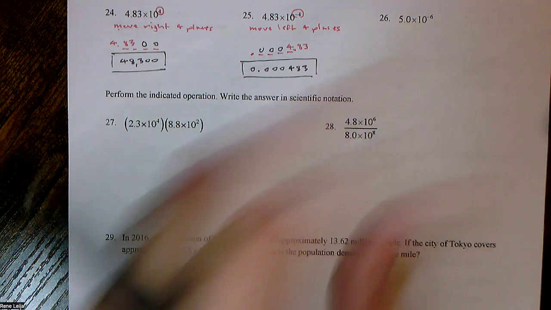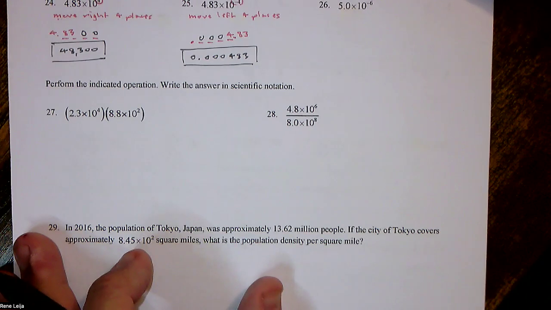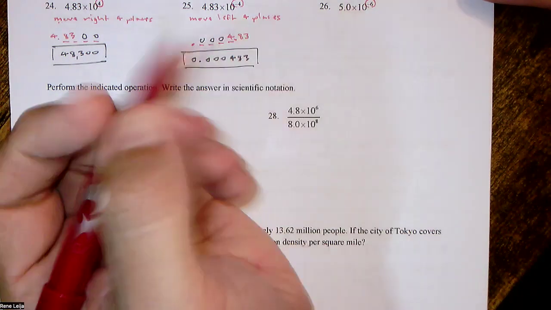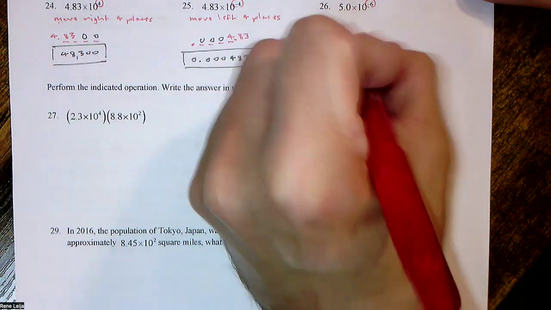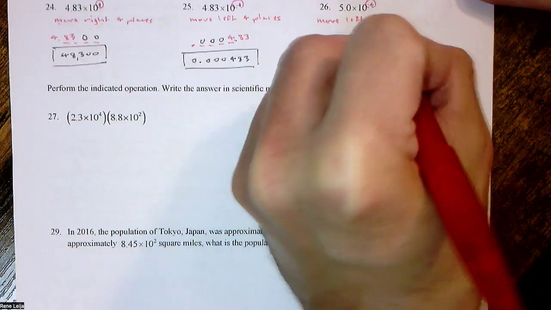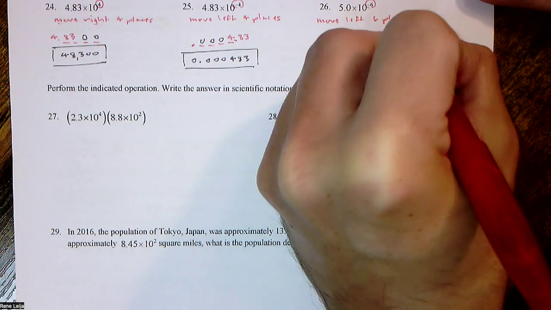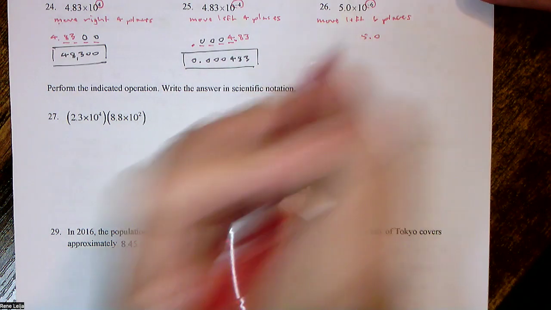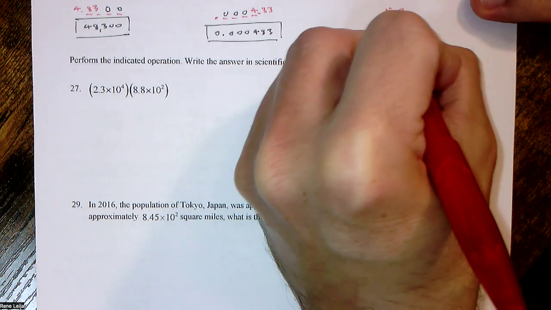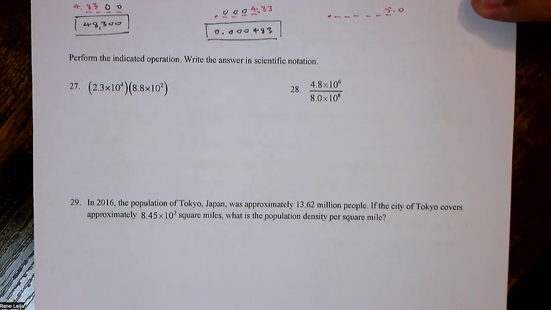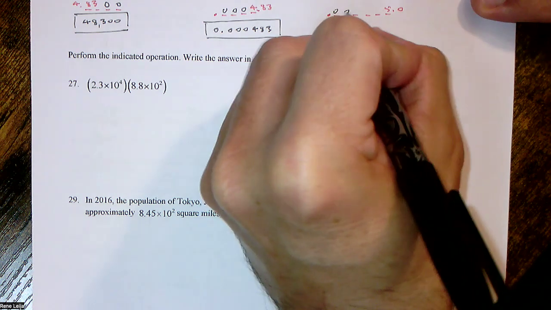All right, 26. 5 times 10 to the minus 6 power. My exponent is negative, which means this number needs to be small. So I'm going to have to move it to the left 6 places. If we start off with 5.0, there's 1, 2, 3, 4, 5, 6. That's where my new decimal goes. And then we're going to fill in all these zeros.